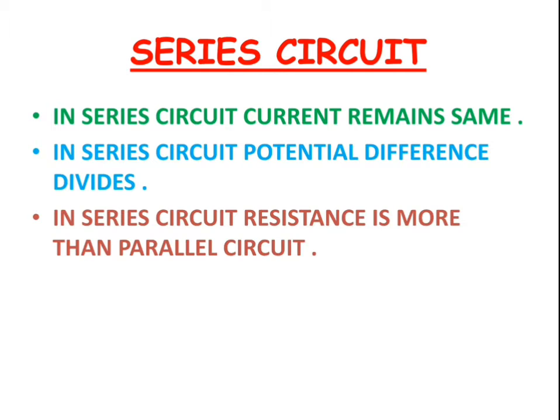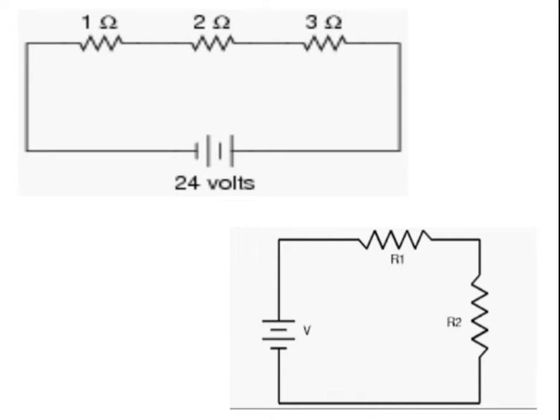The first point in a series circuit is, in a series circuit current remains the same. Fine. So the current in a series circuit remains the same, and in a series circuit potential difference divides, and in a series circuit resistance is more than in a parallel circuit. And I know you haven't understood anything from these 3 points. So first of all, let me show you how a series circuit looks like.